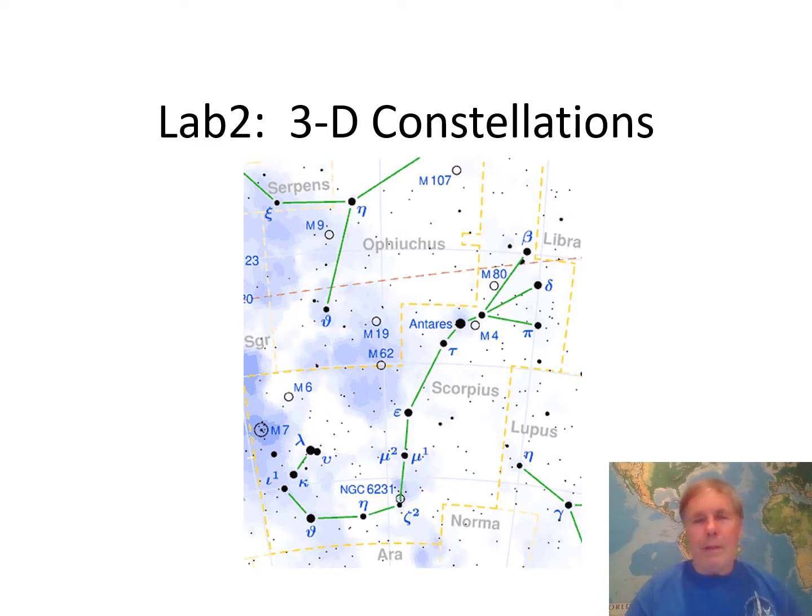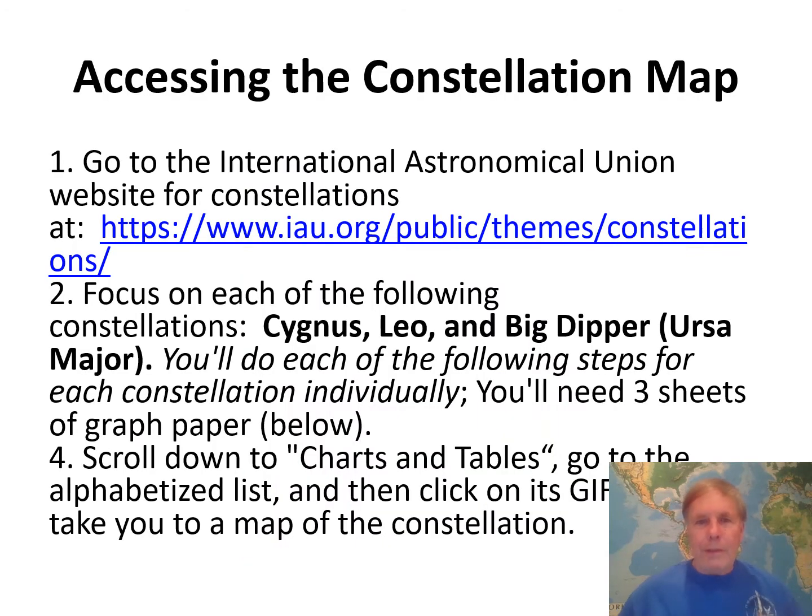The idea is we're going to look at constellations with depth perception. Let me show you more what I mean here. These are the instructions that come out of the lab. This is the link you're going to go to find the information about the constellations. It's the International Astronomical Union site. You're going to be doing 3 constellations: Cygnus, Leo, and the Big Dipper, which is in Ursa Major. If you have any trouble finding that, message me on Canvas, and I'll help you.